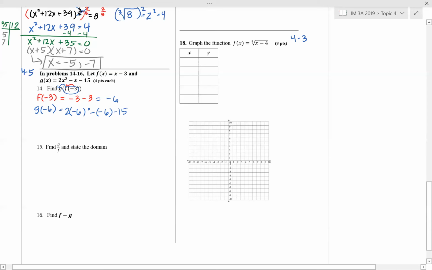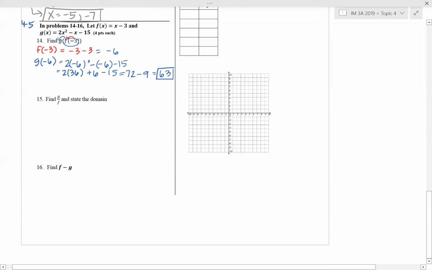So 2 times -6 squared is 2 times 36 plus 6 minus 15. So 2 times 36 is 72, and then 6 minus 15 is -9. And so that means that this answer is 63. So g of f of -3 is 63.